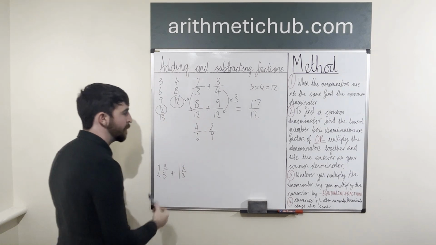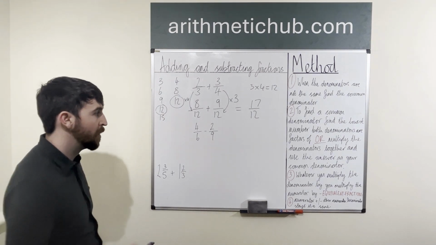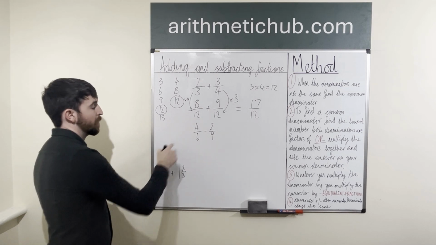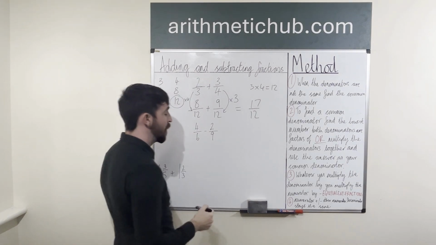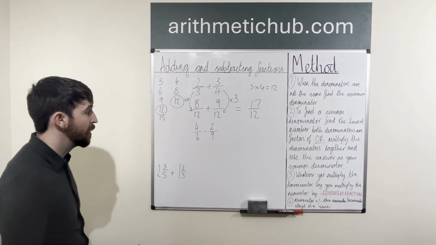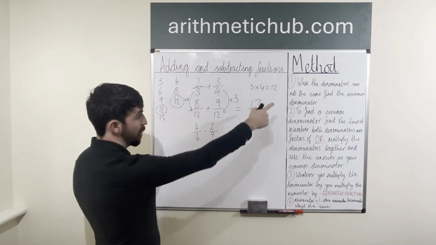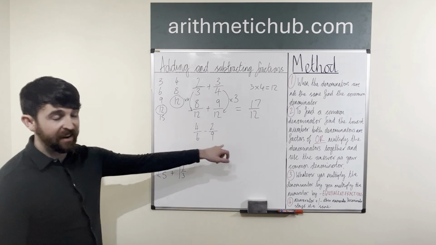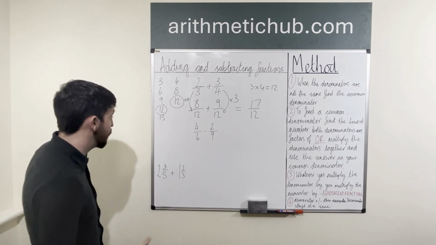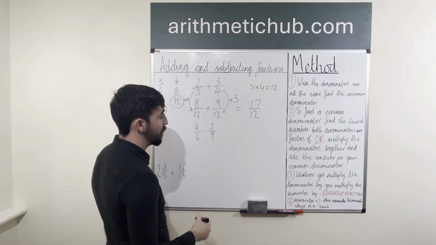Okay, let's have a look at this one. Now, this one is slightly different because I actually think the first method might be more helpful here, okay? So, let's look at the two methods. First things first, when the denominator is not the same, find the common denominator. This is 6, this is 9. They're not the same, so we're going to have to find the common denominator.